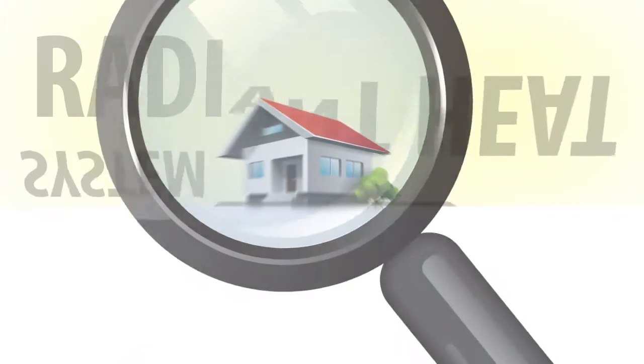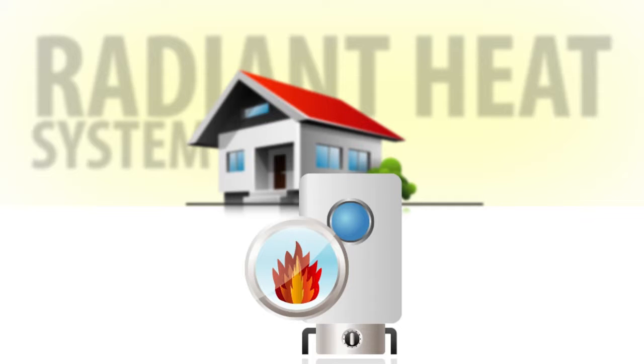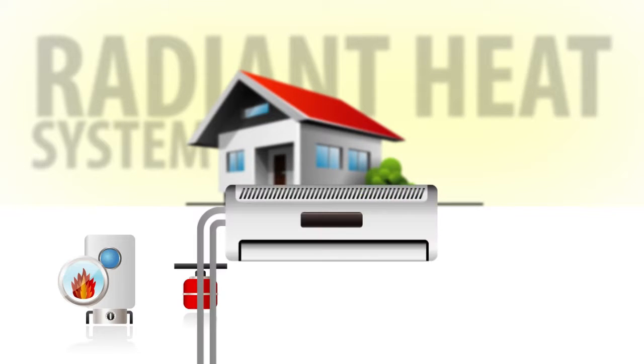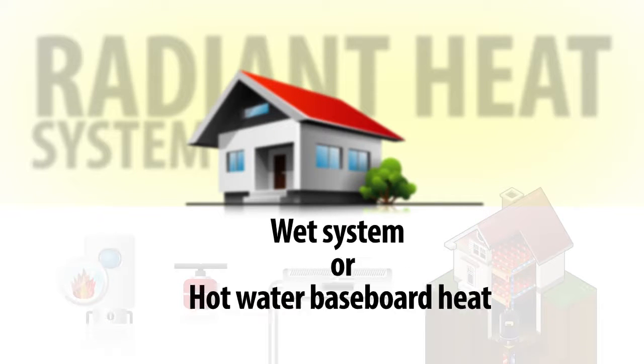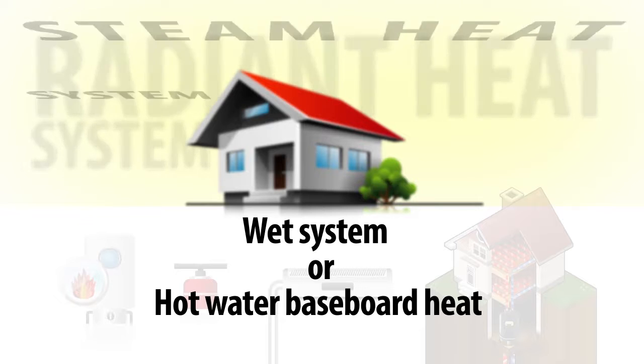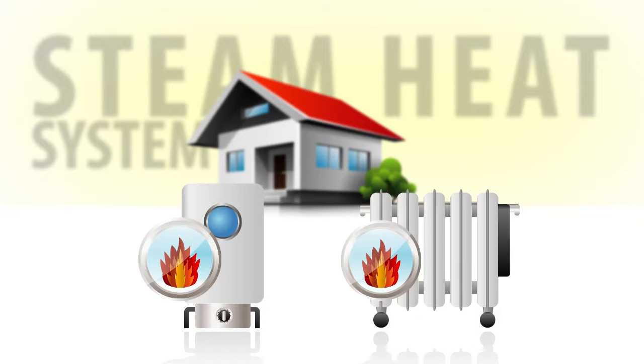System present at the property. You can identify a radiant heat system based on if the property has a hot water boiler, expansion tank, radiators, or copper tubing in the floor, walls, or ceilings. A radiant system may also be referred to as a wet system or hot water baseboard heat. To identify a steam system, you will look for a steam boiler and radiators.